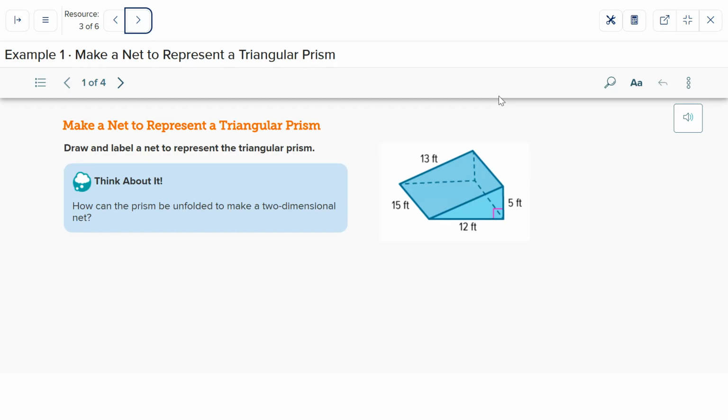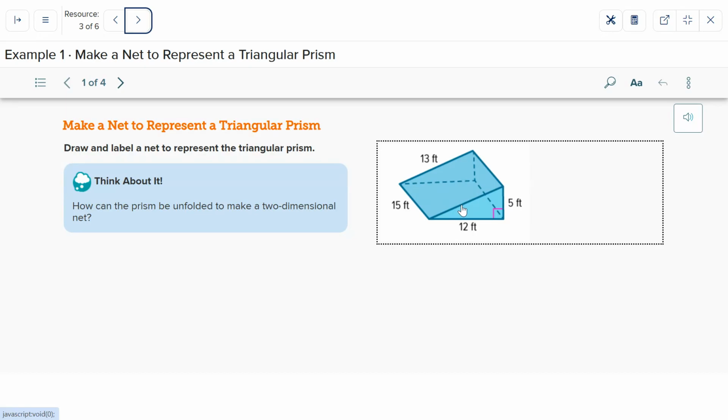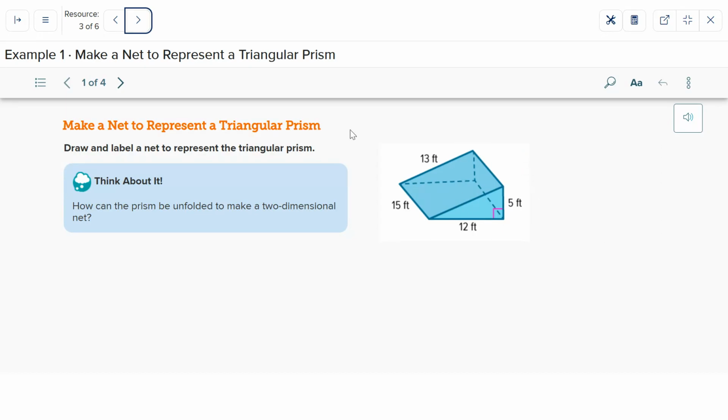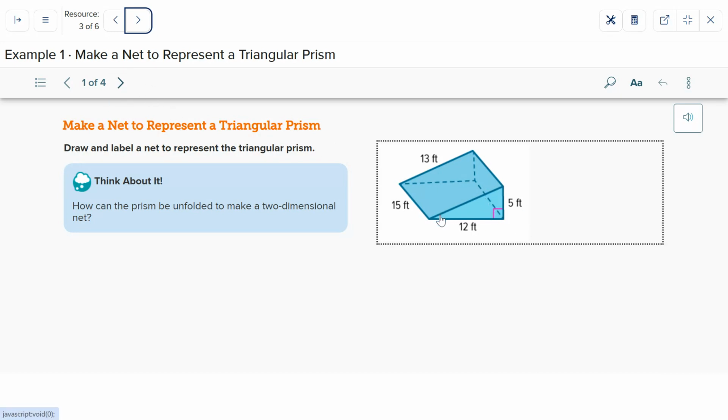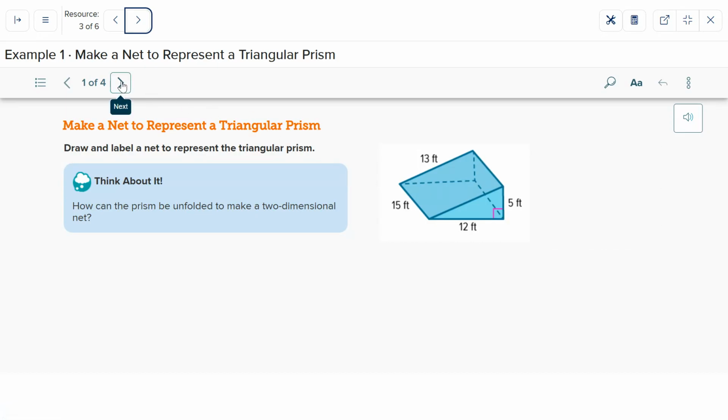All right, so example 1, make a net to represent a triangular prism. So this works very similarly to the rectangular prism situation. You can unfold the triangular prism out into a net to represent the different sides so you can see what the layout looks like. So here's a triangular prism. Notice that these triangles are right triangles, these two bases here, and then you can kind of tell from just the image that 2 of the sides are going to be congruent, but this one is maybe not so much going to be. It just really depends on the triangles.